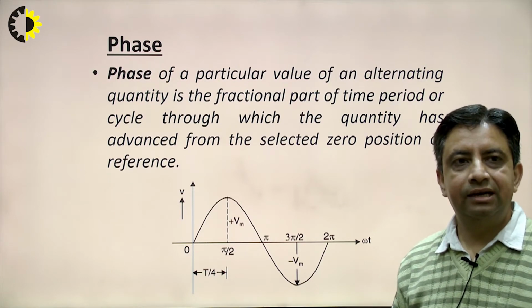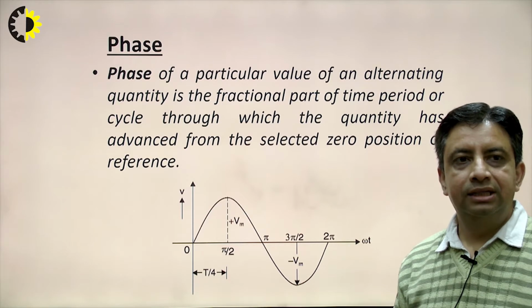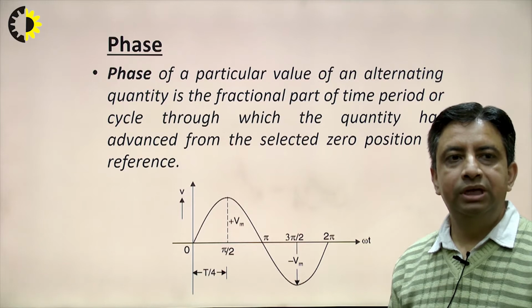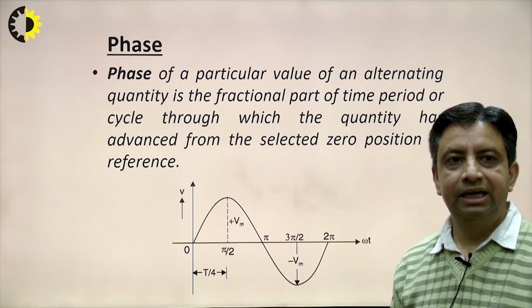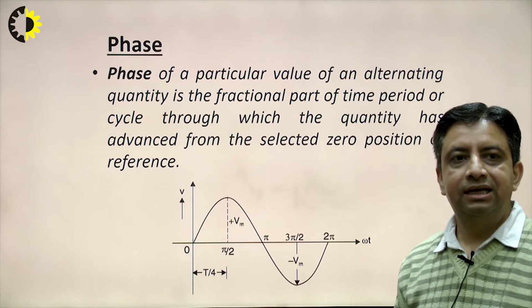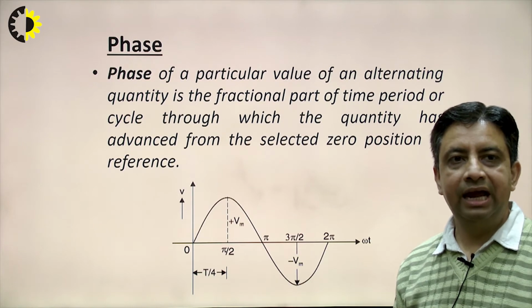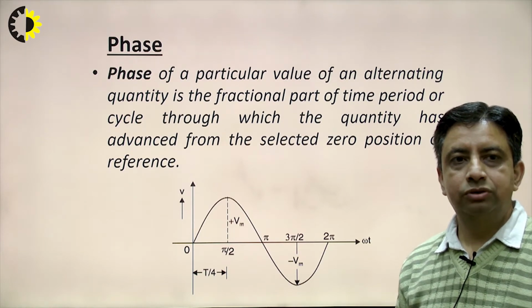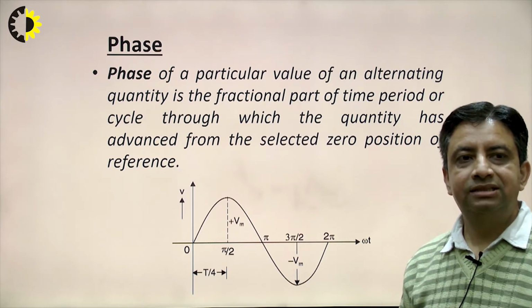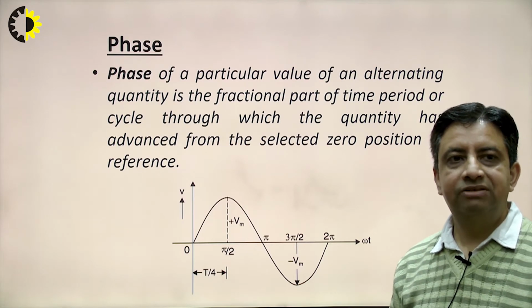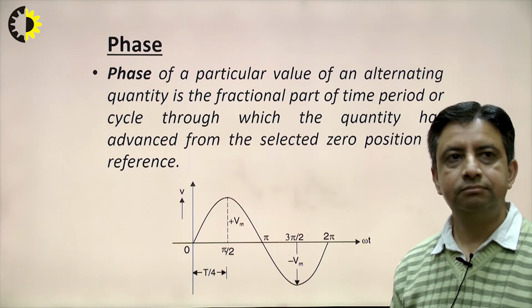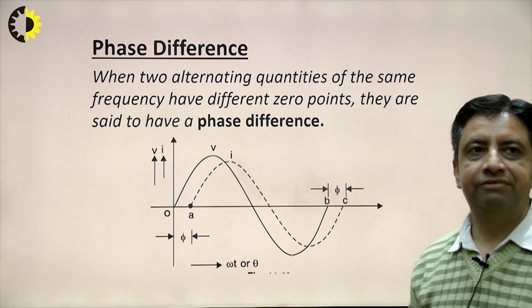As you can see here, if we start from the origin, then the phase for the positive peak, that is plus Vm, will be equal to T by 4, where capital T is the time period of this particular waveform. Similarly, the negative peak occurs at 3T by 4. So that will be the phase for this alternating quantity. That means it is the fractional part of the time by which this waveform has advanced from its 0 position of reference.